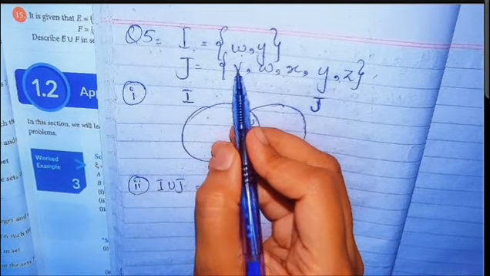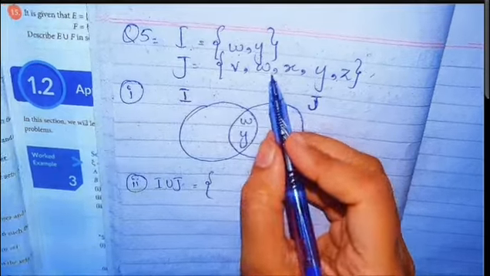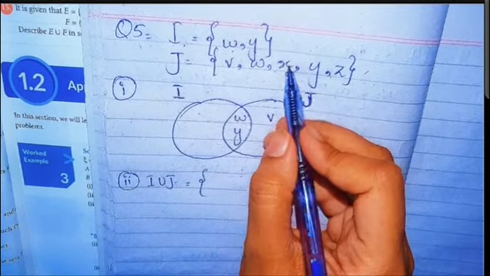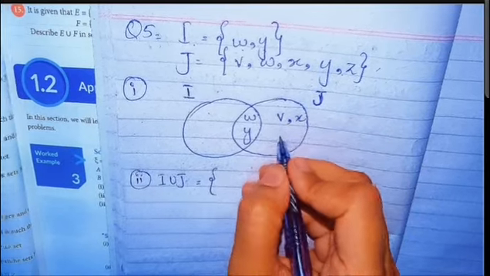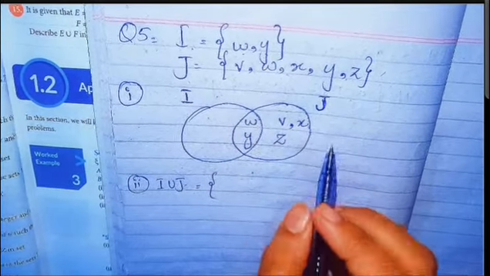Now move to set J. V and W are here. We have already written X, Y we have already written, Z. So we have done part 1. Now move to part 2.